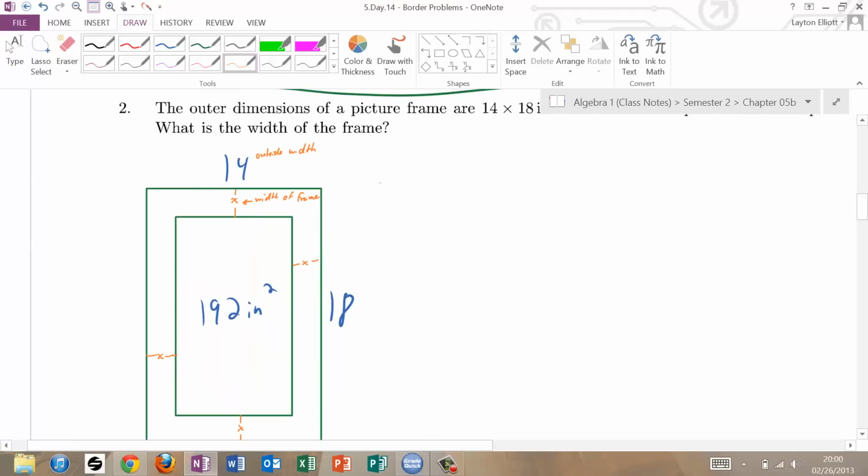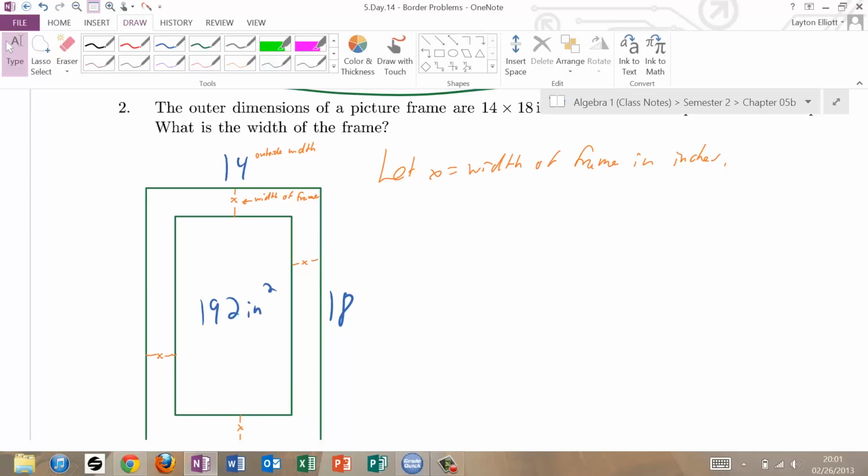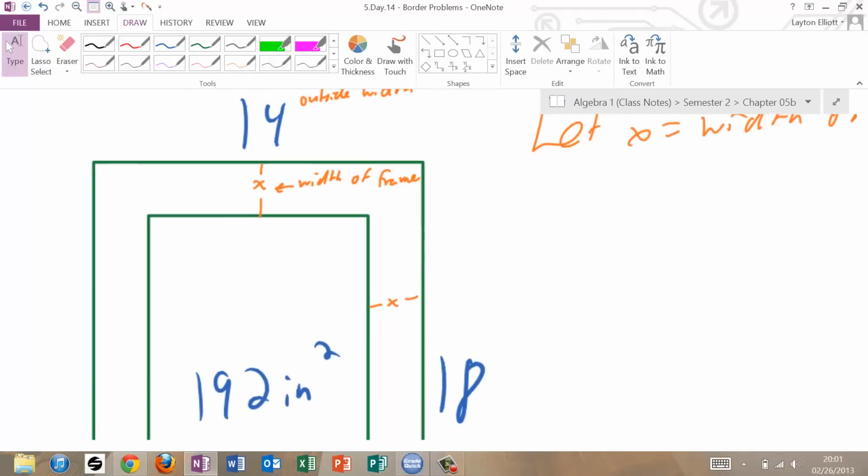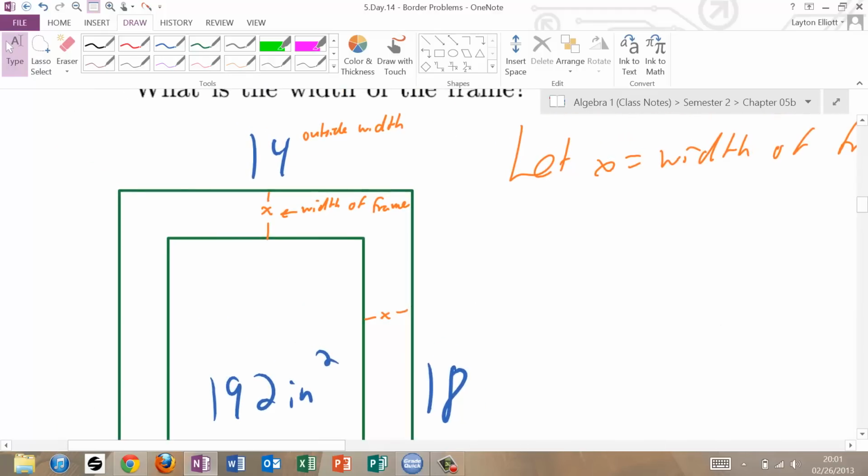So, I'm going to use a let statement. Let x equal the width of the frame in inches. You don't have to put this because you already have it on the picture, but I'm going to put this anyway so you can look back and see what we were calling x. Okay, I like this orange color, but we're going to switch to a different color because now I'm going to describe the inside dimensions. This is going to be kind of critical here.